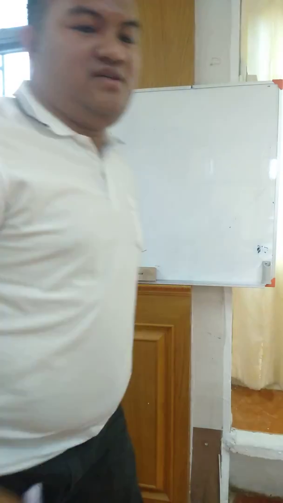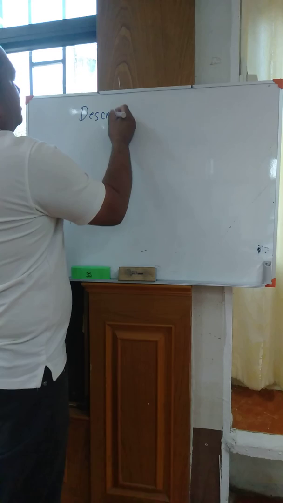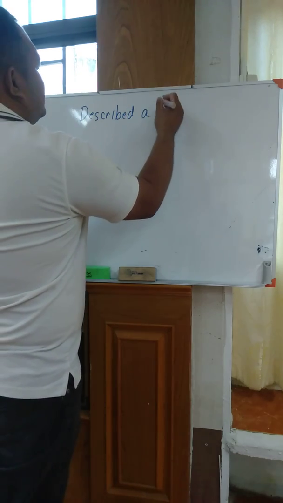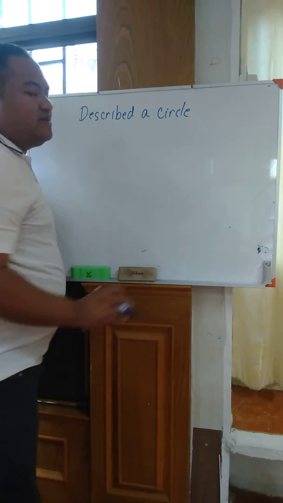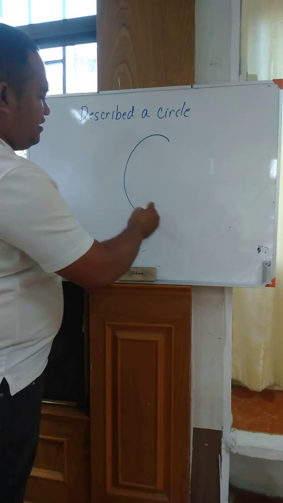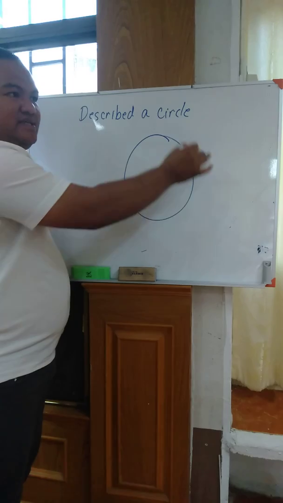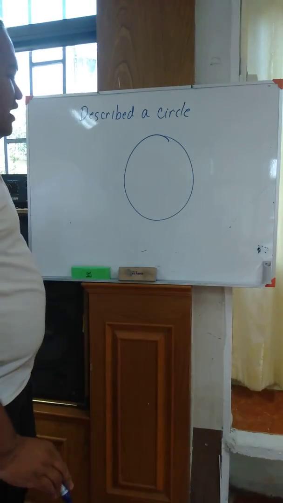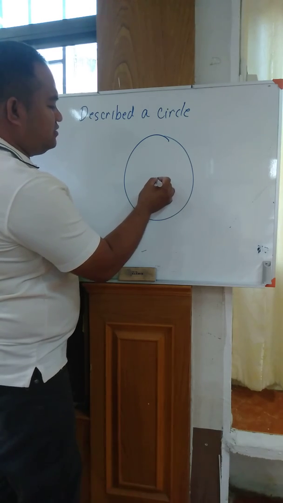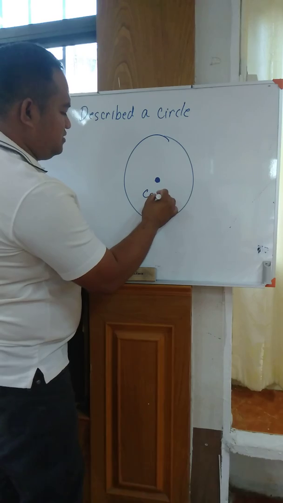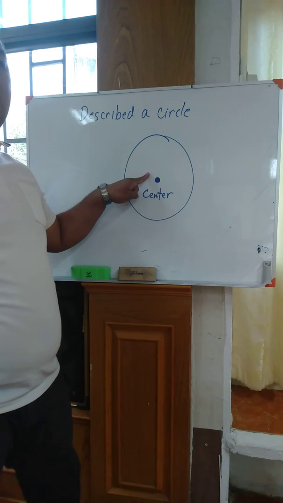Here we go. Let's first describe a circle. Okay, so we all know that a circle is a round shape. Remember, a circle is a round shape. And a circle has a point of intersection called the center. The point of intersection is what we call the center.